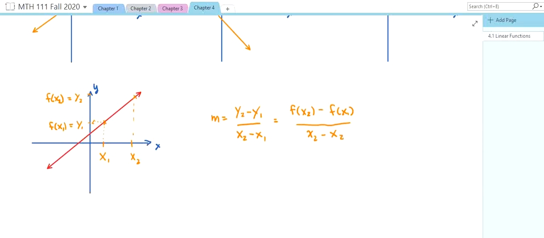No real changes there. But this all really just is a delta y over a delta x, change in y over change in x, or a rise over a run.